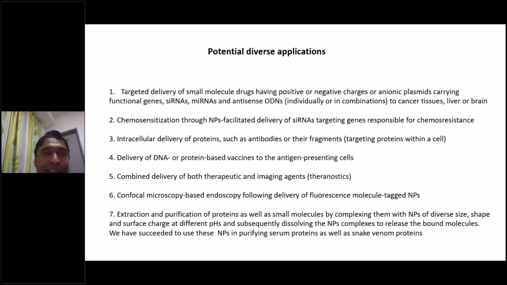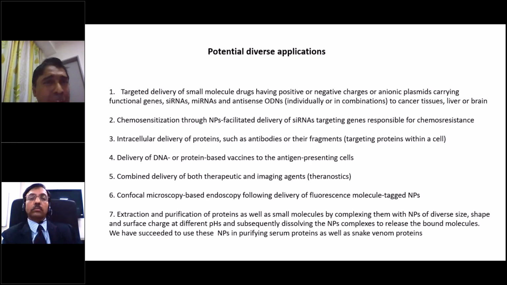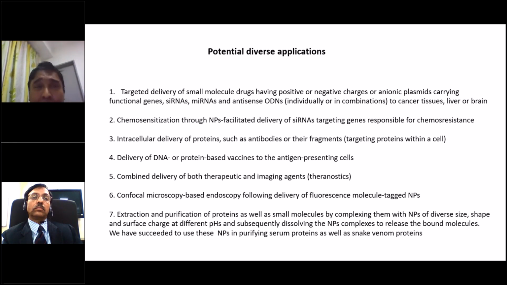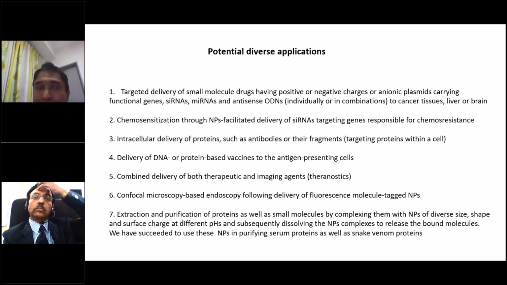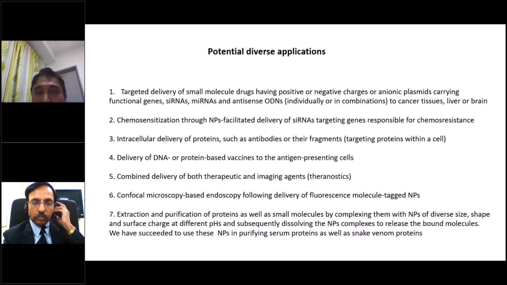This slide shows that there are many more applications of these nanoparticles, especially this type, which are biocompatible because they are biodegradable, and they can release the drugs. One is, as I mentioned, targeted delivery of different types of drugs. It can also help to chemosensitize using siRNA delivery. We have published some papers showing that with specific gene silencing, gene knockdown, we can sensitize cancer cells to specific drugs. We can deliver proteins or antibody fragments.